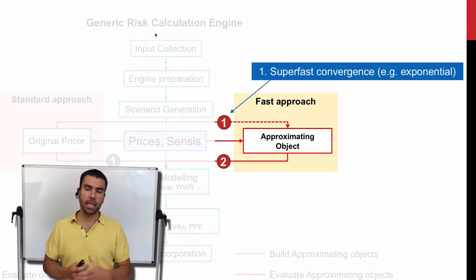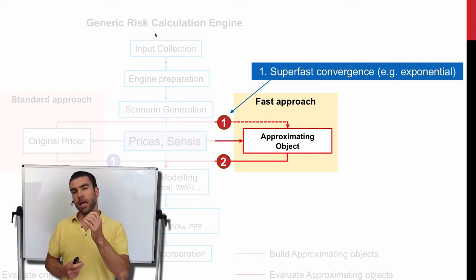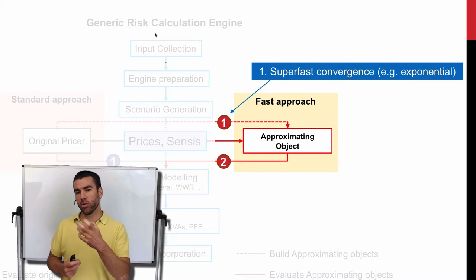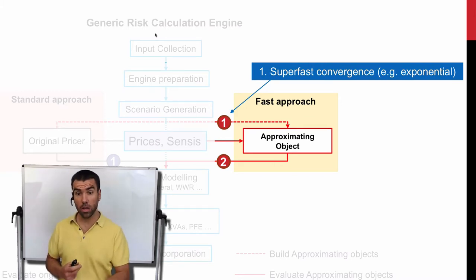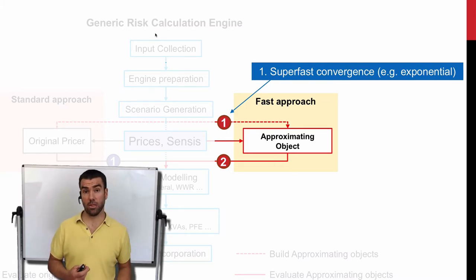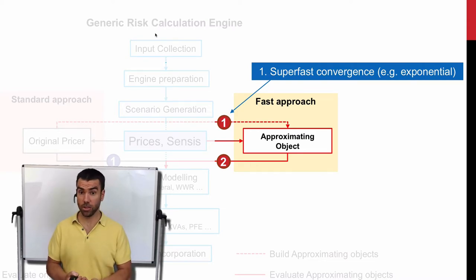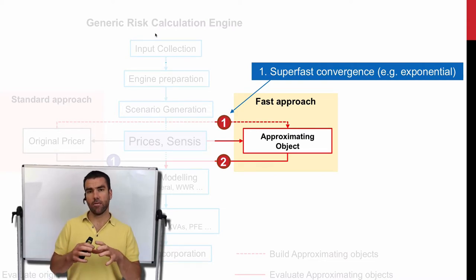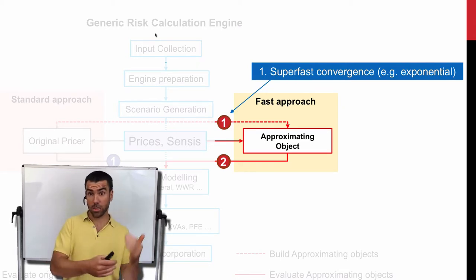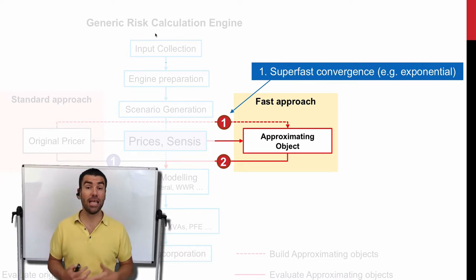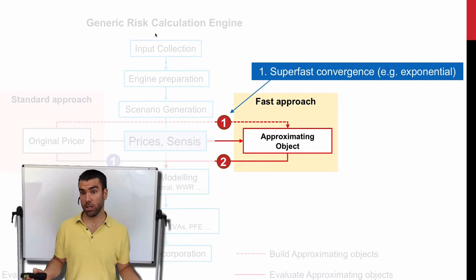First of all, step number one is to be super fast convergent. That is, we need to be able to create an approximating object that is a very good replica of the original pricer, so that the error is very small, but calling the original pricer very few times. Otherwise, the exercise doesn't make sense. So it needs to be a technique that, from the mathematical point of view, converges to the original function, to the original pricer, very fast. For example, ideally exponential. In practice and reality, we cannot hope for better than exponential.